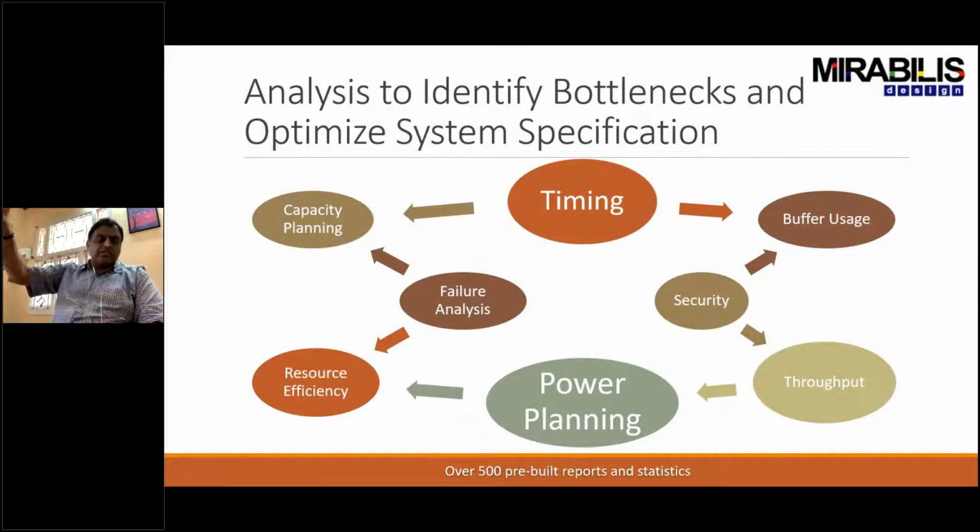Now, as I mentioned, timing and power are the key things that we generate out of VisualSim. But feeding that would be things that you're adding, your risk components, which is failure analysis, security, things like that. And now you want to look at the capacity, the efficiency, the buffering, all of those kinds of attributes.